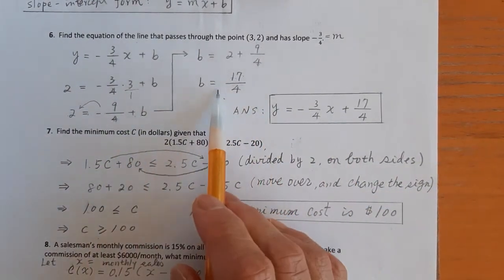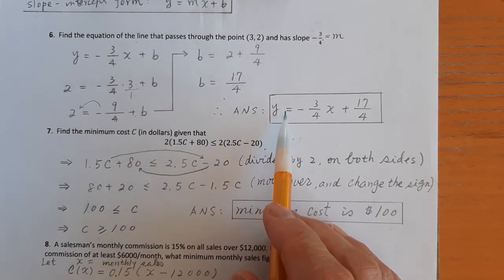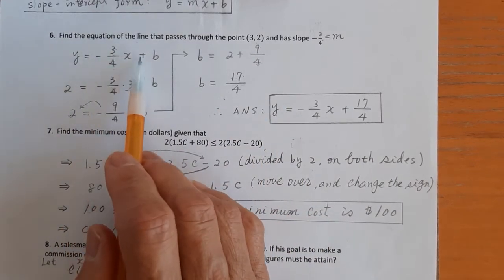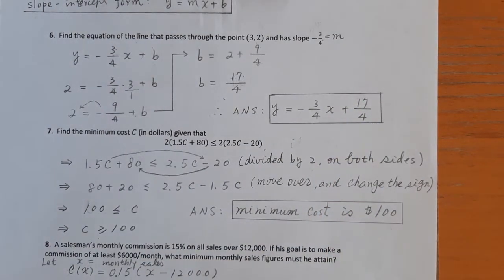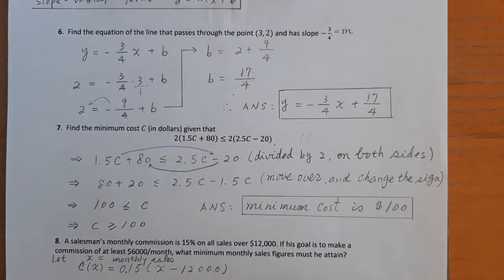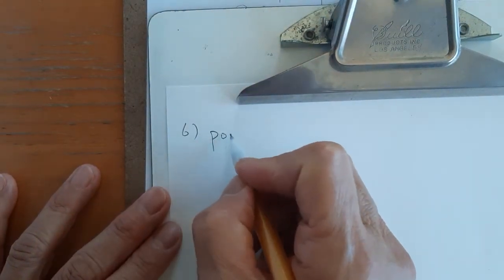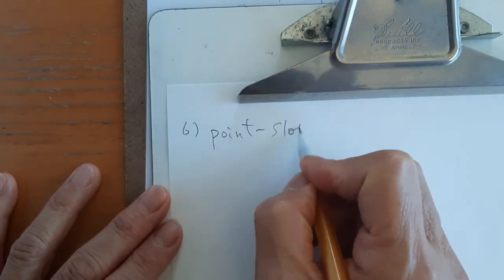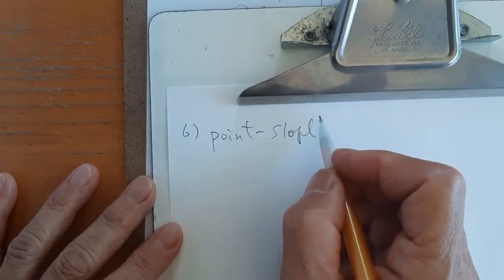And plug b into the equation, so you get the linear equation y equals negative 3/4 x plus 17/4. So this uses the slope-intercept form. And there is another way to do question 6: you can use the point-slope form.